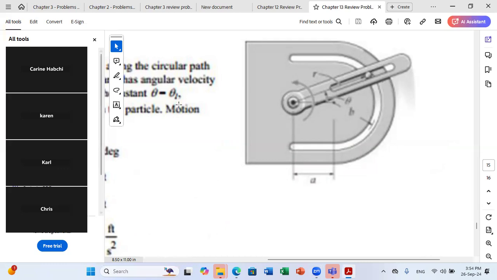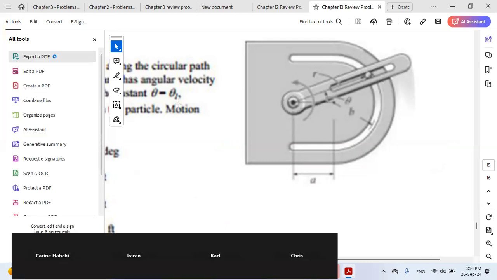So first, what is R? R is the distance between the origin and the particle. And the angle theta is the angle it makes with the horizontal. If they didn't give me directly the relation, R as a function of theta, I should find it. To be able to find it, I look at my figure.